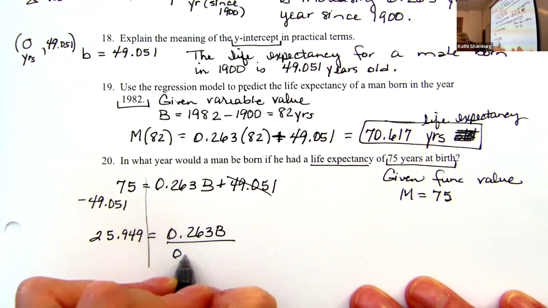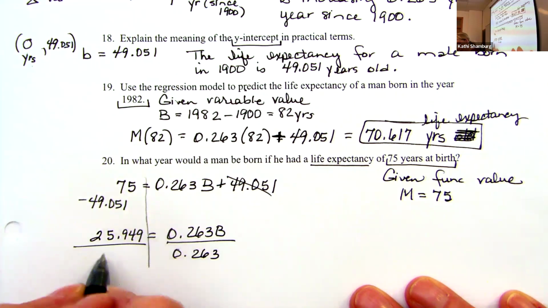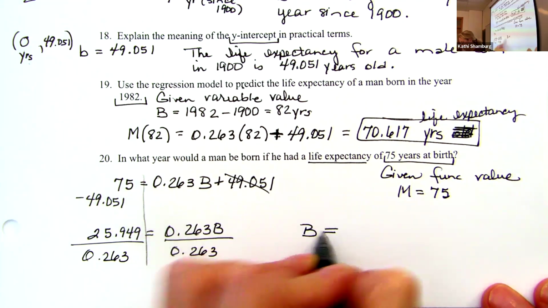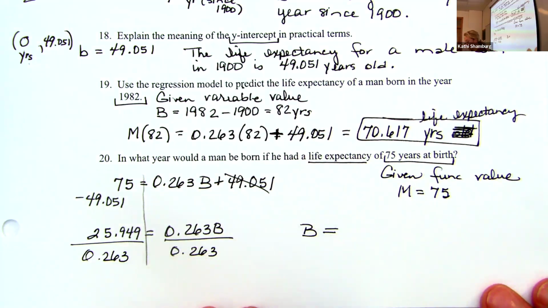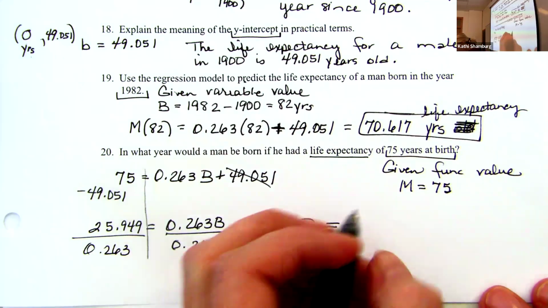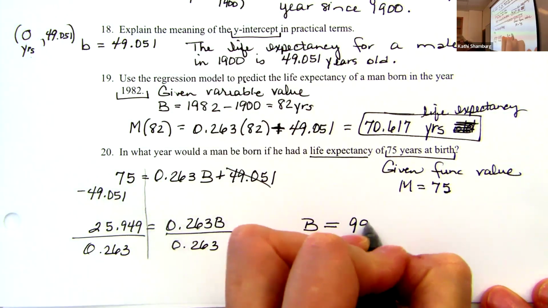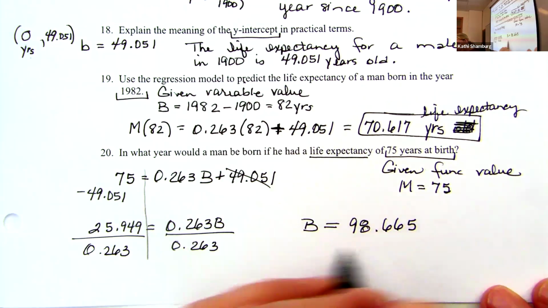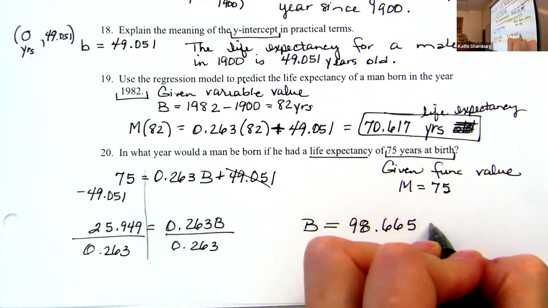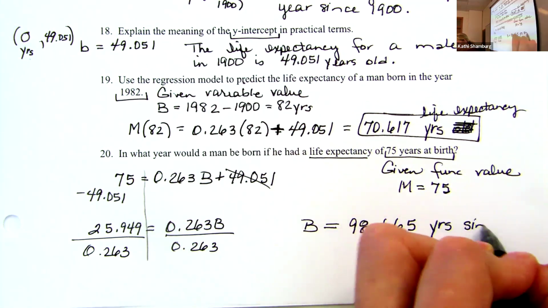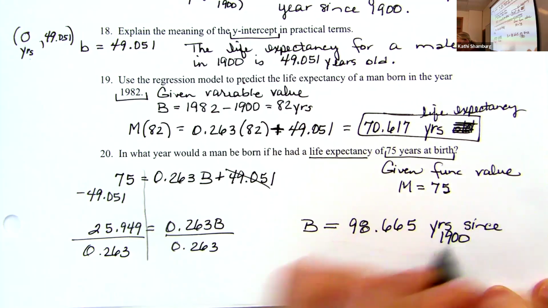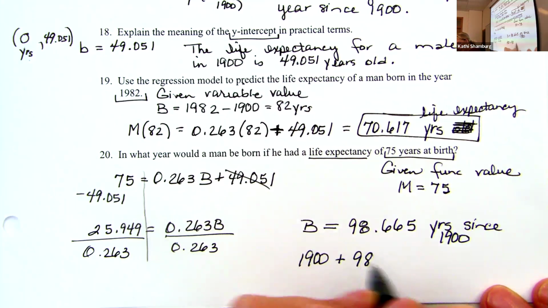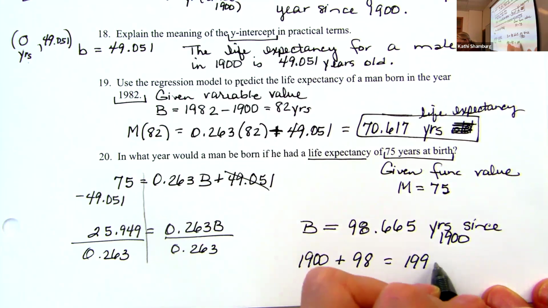And then I'm going to divide by 0.263. So B equals 98.66539924. I think you said to round to the tenths, so I'll do that. All right, so this is years since 1900. So that would be 1900 plus this. So approximately 1998.